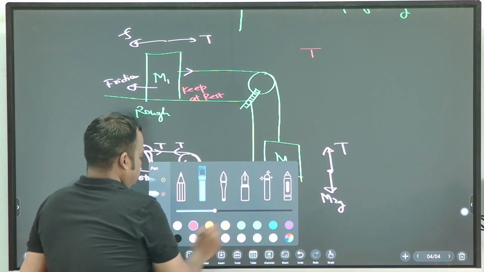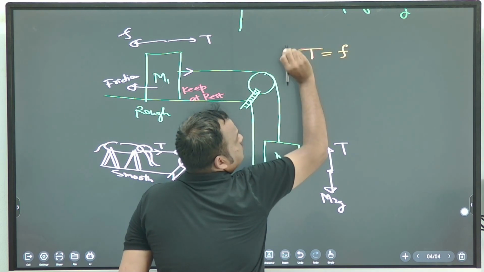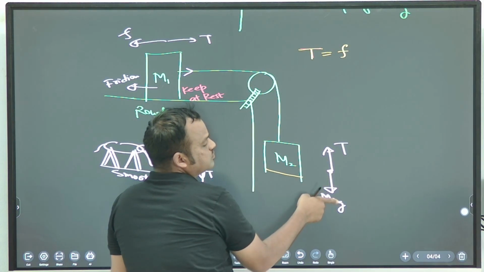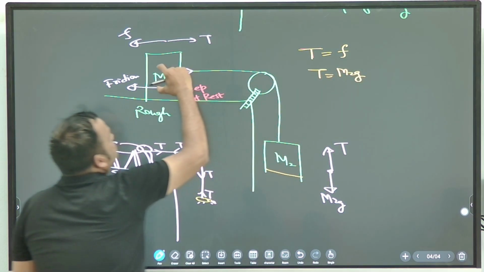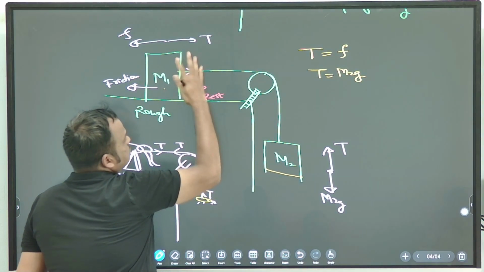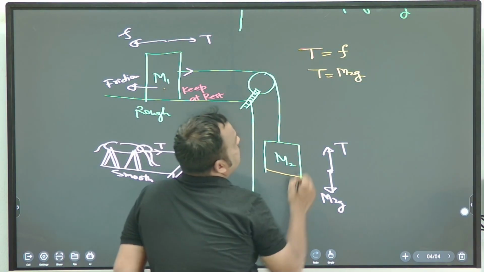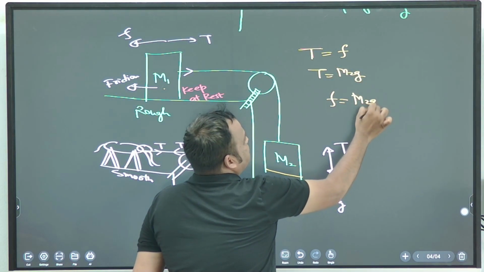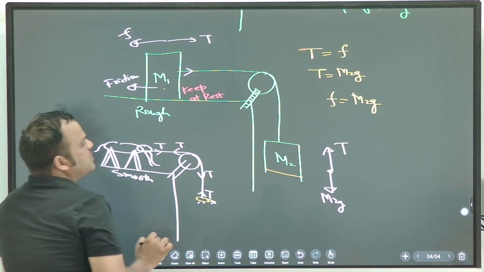Note down, it is at rest, so T is equal to friction. And we know that T is equal to M2G. If this block is at rest, this is also not moving, so it is balanced. So what is the value of friction? M2G. So friction is M2G.